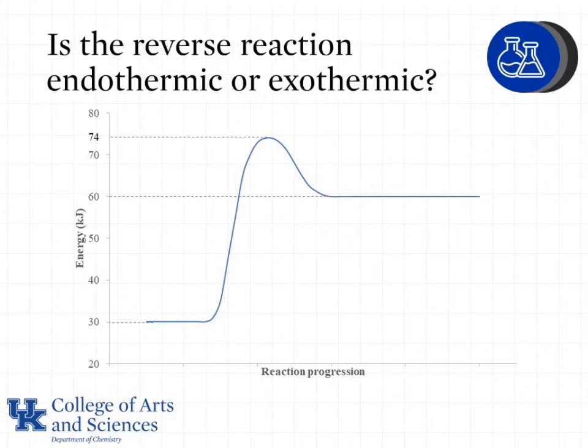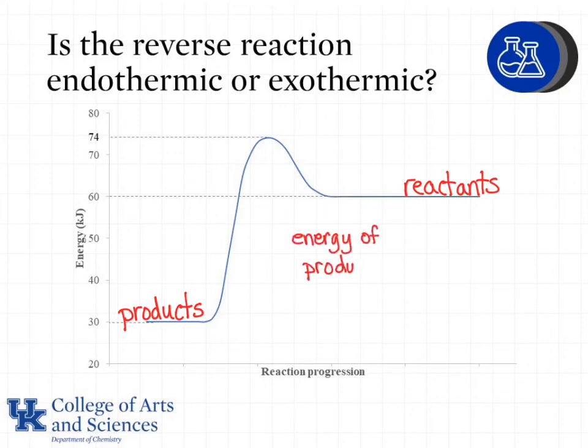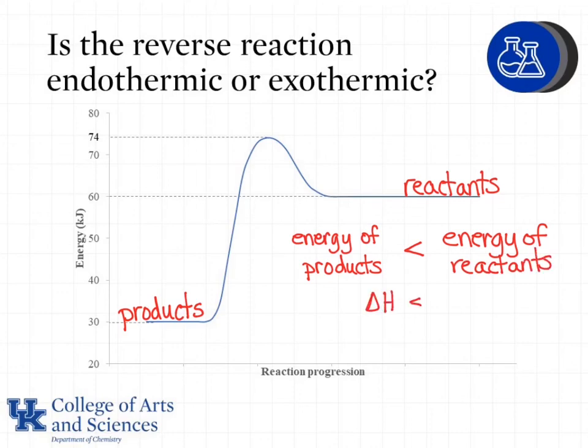Is the reverse reaction endothermic or exothermic? We are looking at the reverse reaction, so our reactants are on the right side and our products are on the left. When we look at the energy of the products versus the energy of the reactants, we see that the energy of the products is less than the energy of the reactants. As a result, our delta H value will be less than 0, so we have an exothermic reaction.